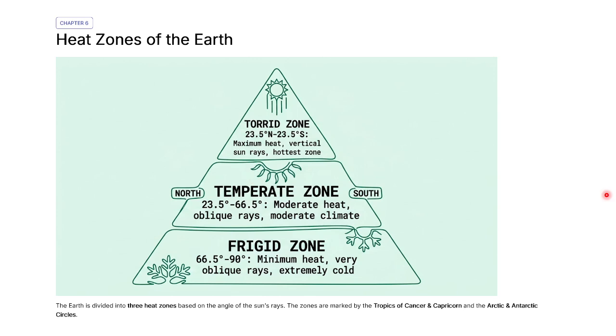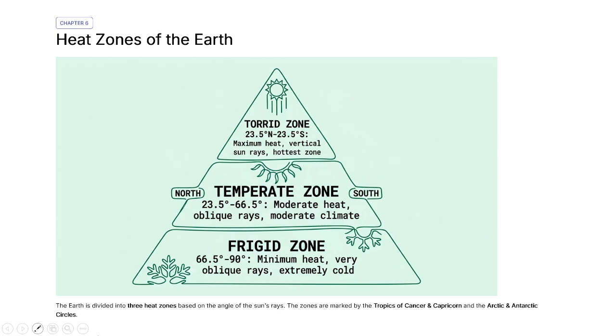Here, the temperate zone is from 23.5 degrees to 66.5 degrees, with moderate heat, less oblique rays, and a moderate climate. Then the frigid zone is from 66.5 to 90 degrees. So minimum heat, very oblique rays, extremely cold.